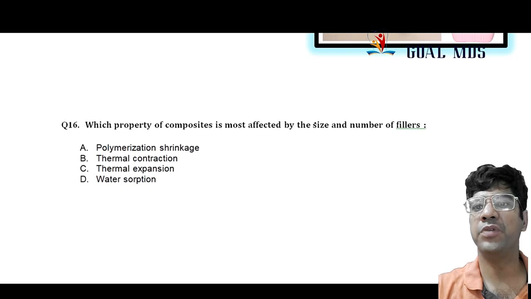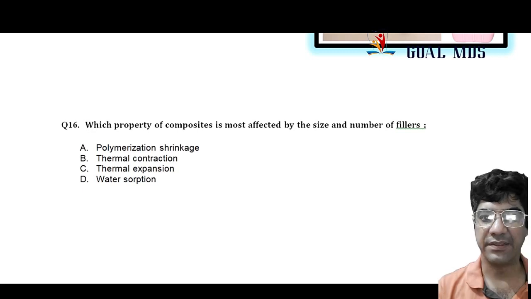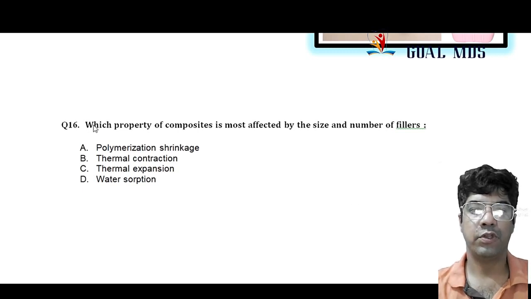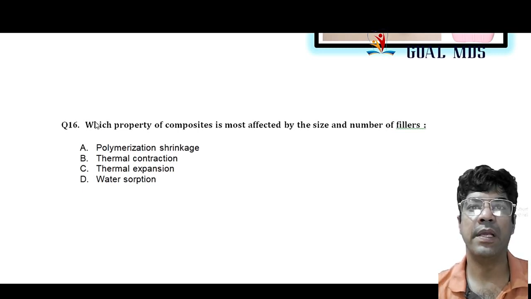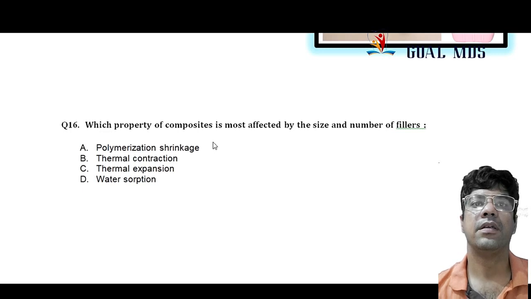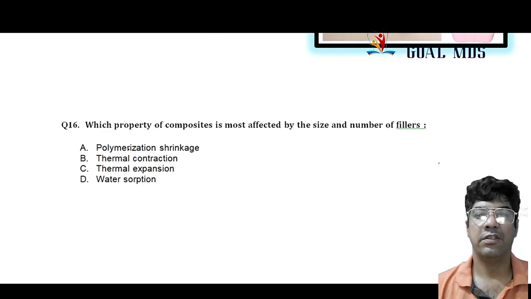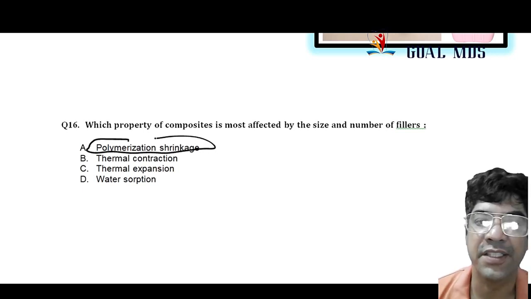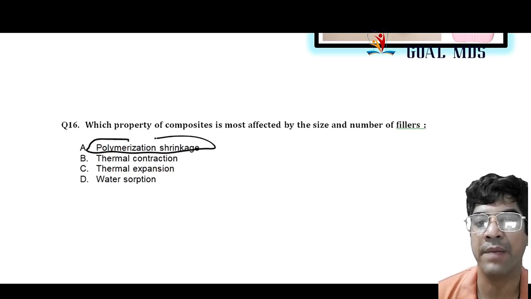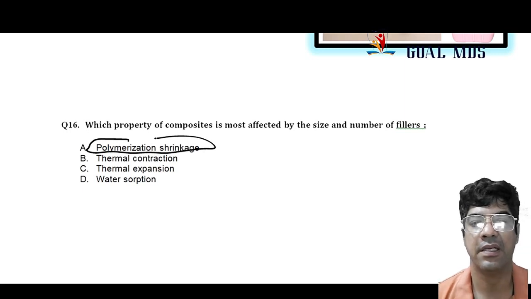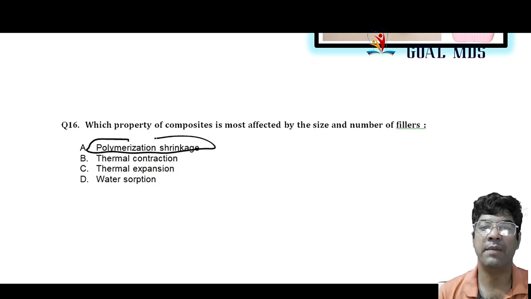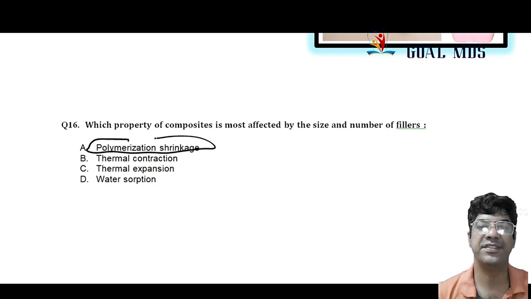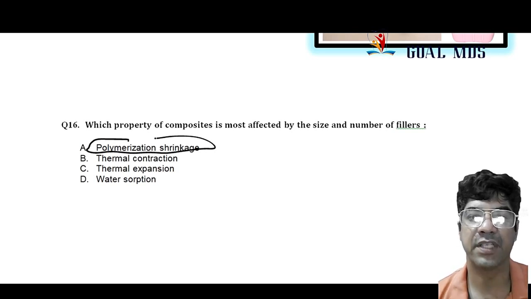So which property of composite is more affected by the size and number of fillers? The property of the composite that is most affected by the size and number of fillers is the polymerization shrinkage. Polymerization shrinkage refers to the reduction in volume that occurs during the curing or polymerization process of the composite material. This shrinkage is caused by conversion of monomer into a polymer network, which results in a dense and compact structure.